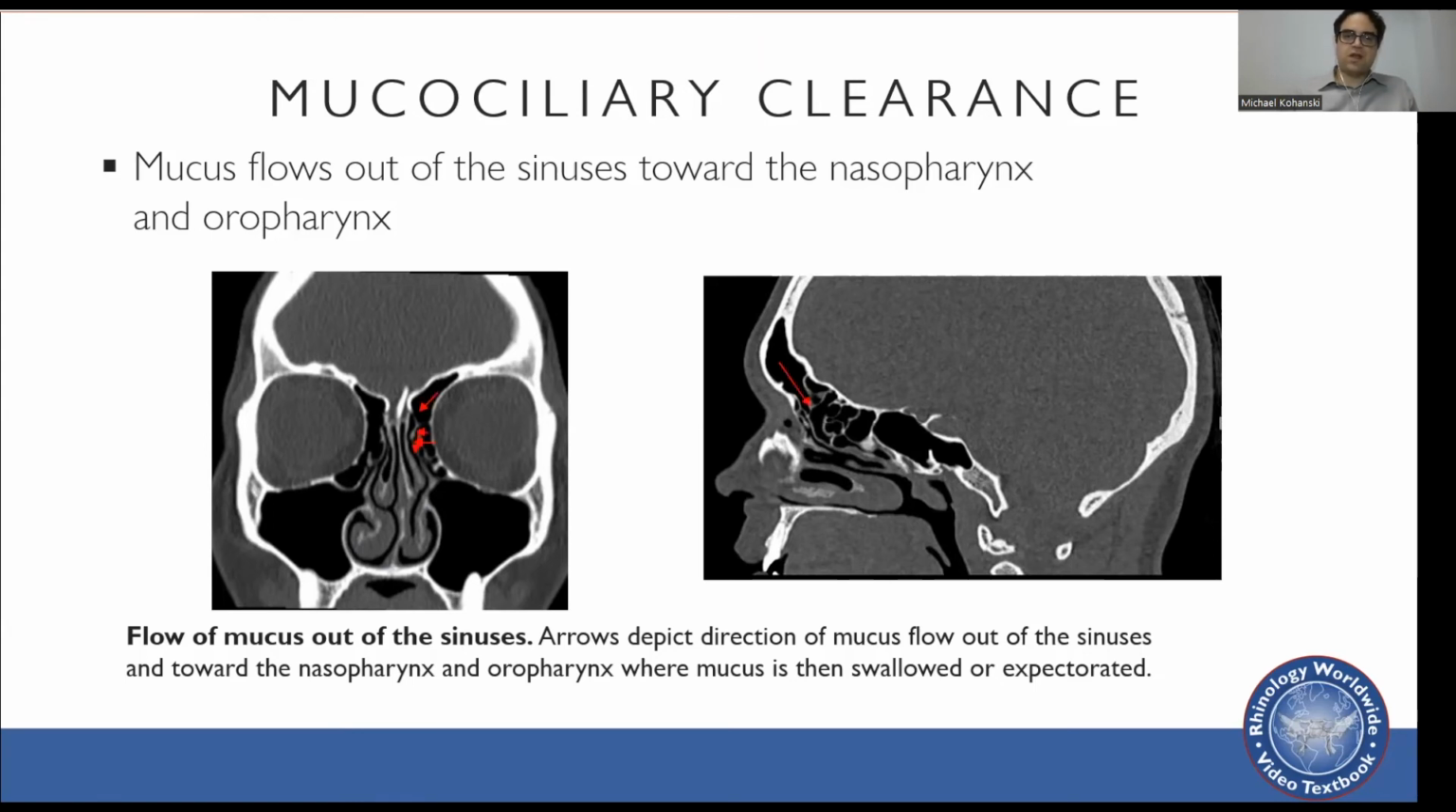So for the frontal and the ethmoid sinuses, the direction of the mucus flow is also going to be in some ways assisted by gravity, whereas in the maxillary sinus, the direction of mucus flow is up toward the drainage from the natural os out into the middle meatus. And when the mucus drains from the sinuses, it will then drain toward the nasopharynx and the oropharynx, where the mucus is then either swallowed or expectorated.